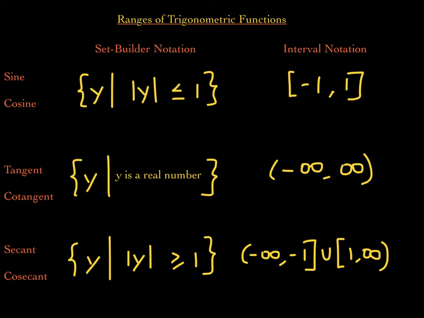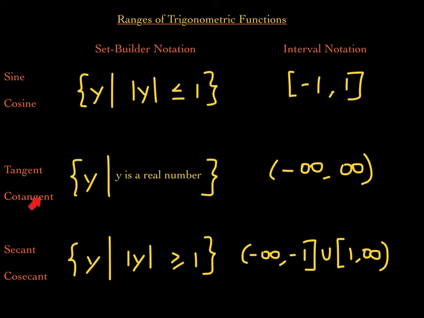Here it is. Earlier we said that the sine and cosine functions have a range that says greater than or equal to -1, but less than or equal to +1. That's the same thing as saying the absolute value of y is less than or equal to 1. Now we're using y here because we're talking about the range, right? And range are y values or function values. So the absolute value of y is less than or equal to 1 is the same thing as saying y is less than or equal to 1, but greater than or equal to -1. And this is interval notation for saying the same thing.